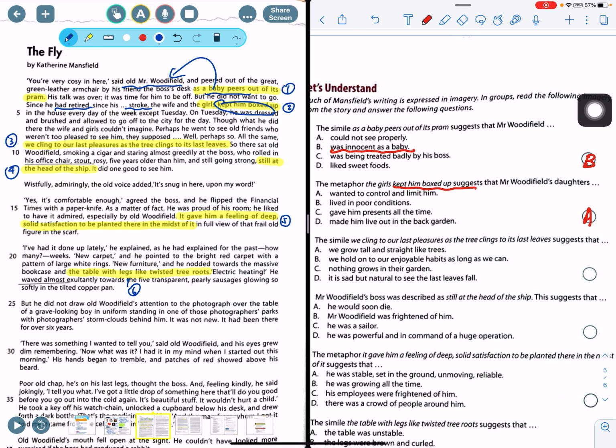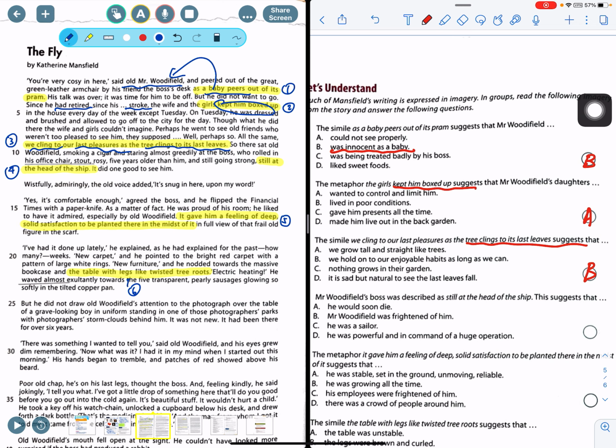Okay? And then he went to see old friends who weren't too pleased to see him, I suppose, and perhaps so are the same. We cling to our last pleasures as a tree clings to its last leaves. Okay, there's something that we can't get rid of. We want to hold on to it because we still think it's enjoyable. Alright, so the tree clinging to the last leaves means that we hold on to our enjoyable habits as long as we can. We don't want to give it up.